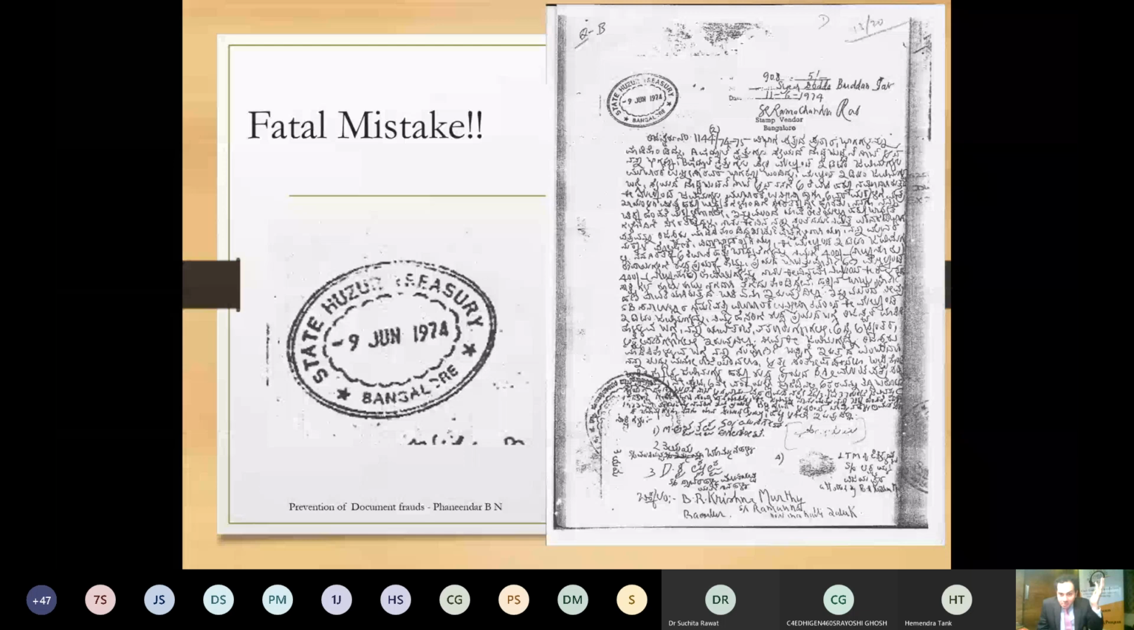They don't remember the date, because fraudsters make mistakes. In criminal jurisprudence, criminals make mistakes and forgers make mistakes. So it is on the investigator or the examiner to find what mistake they have committed.